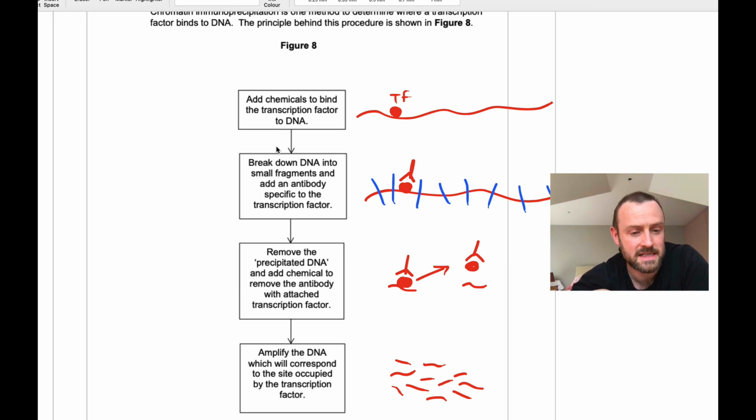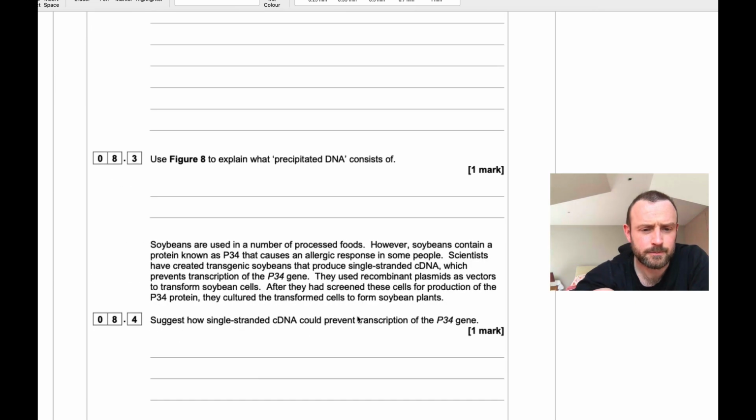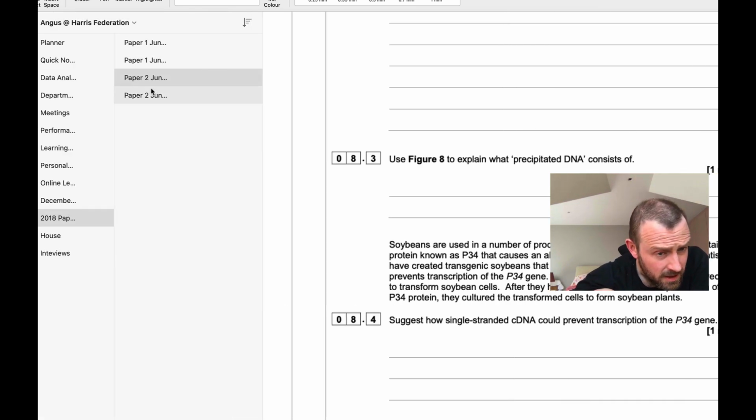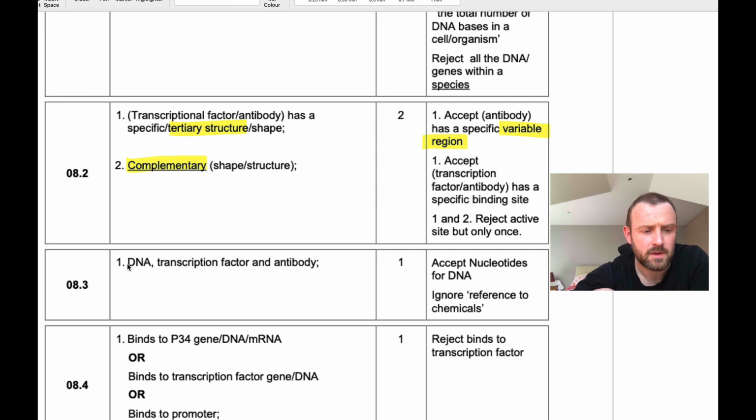But now I think I do understand it. So the precipitated DNA, what does it consist of? So this is the DNA and the transcription factor and the antibody all attached to each other, because this is the precipitated DNA, and then you add the chemical that removes the antibody with the transcription factor. Okay, so I would say precipitated DNA consists of the antibody attached to the transcription factor attached to the DNA that it binds to. Is that correct? Yeah. DNA, transcription factor, and the antibody. All three of them together.